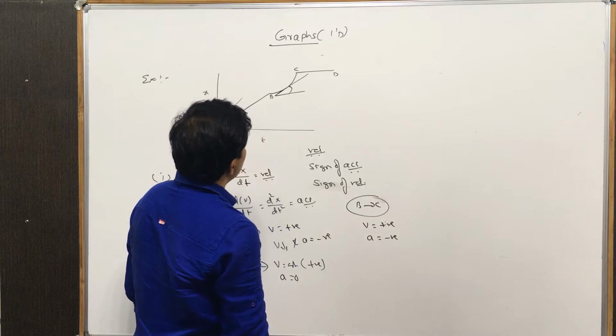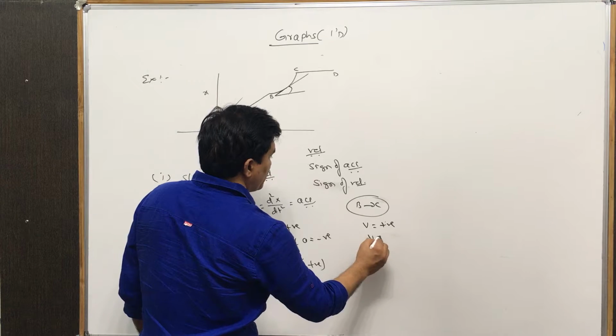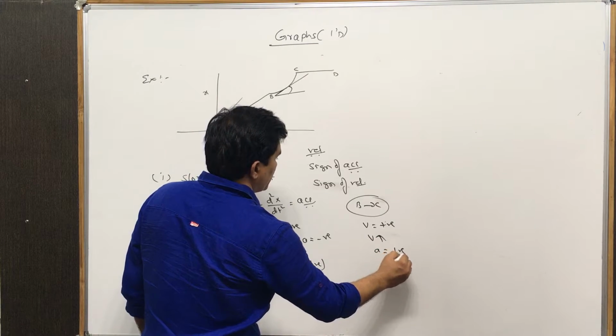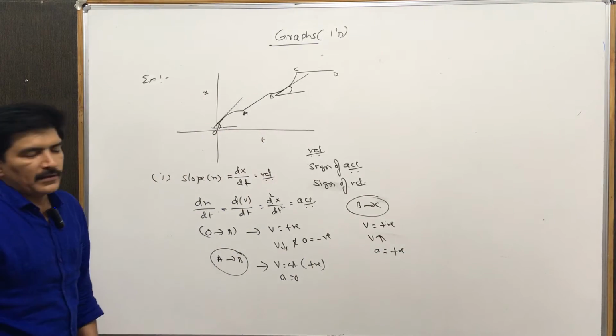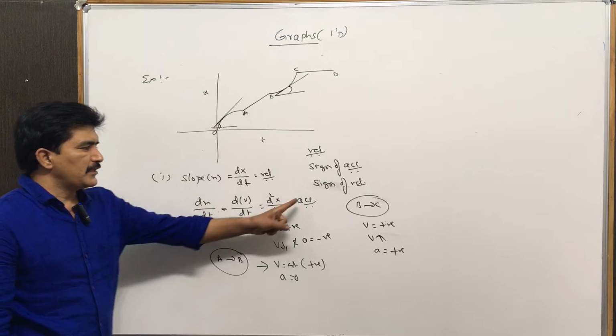Okay, sorry, velocity is positive and slope is increasing, which means velocity is increasing, so acceleration is positive. Slope is increasing means dm is positive, so obviously acceleration is positive.